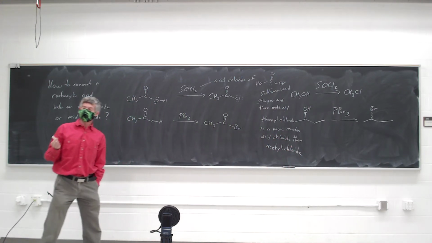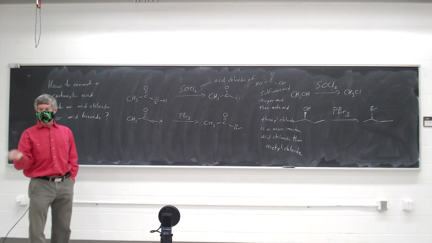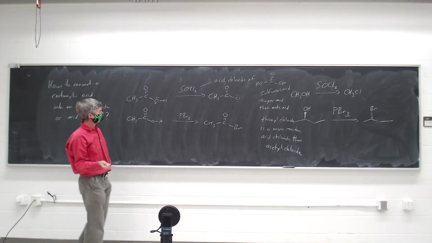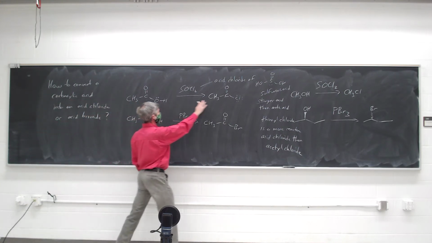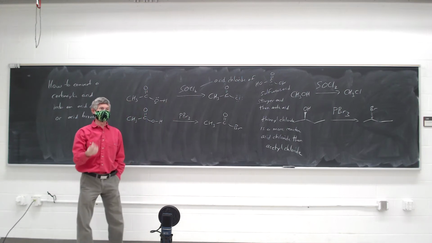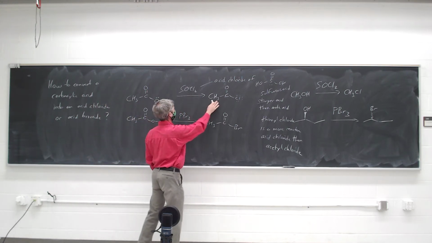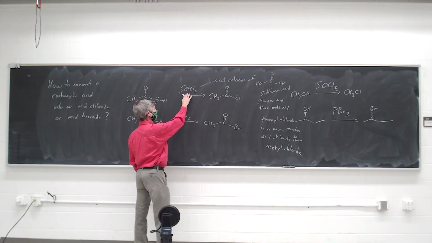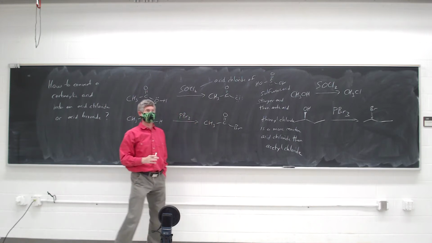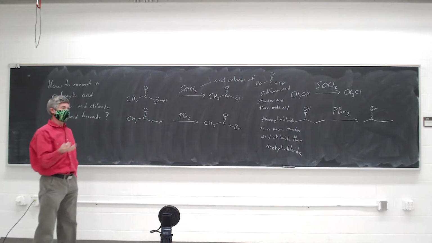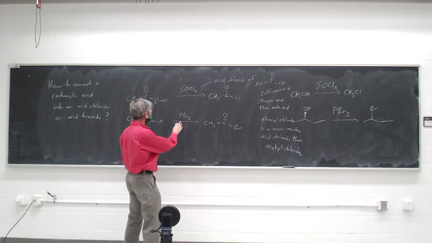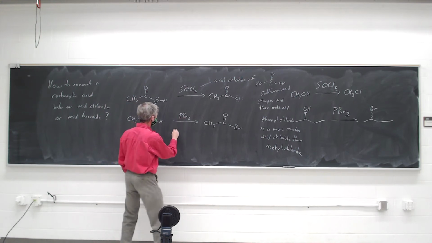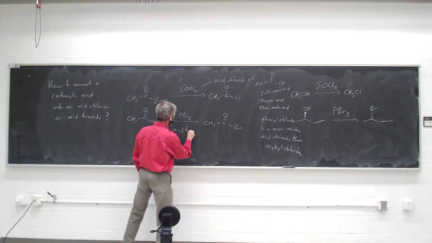So we are actually going downhill in terms of reactivity. We're going uphill in terms of reactivity of our carboxylic derivative, but we're going downhill in terms of reactivity of acid chloride. We're converting the more reactive acid chloride into the less reactive acid chloride. And as a result, right, this is the acid bromide of phosphorus acid.